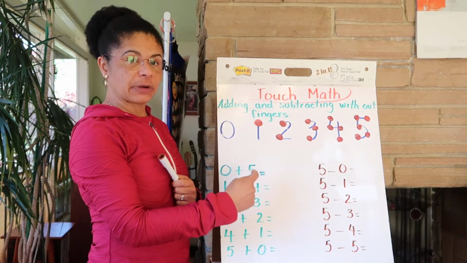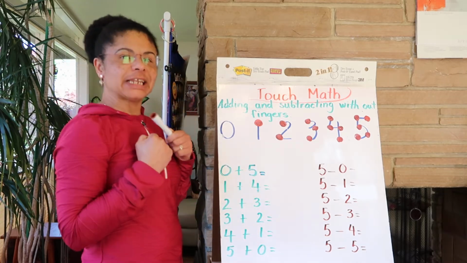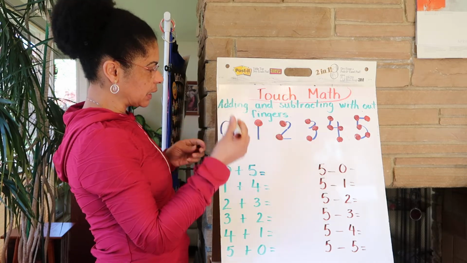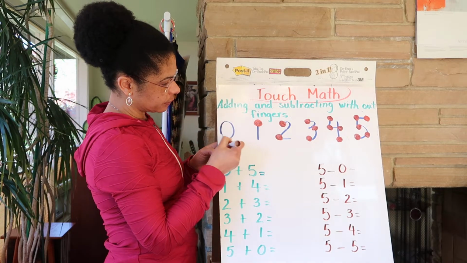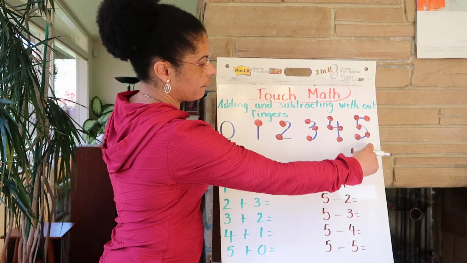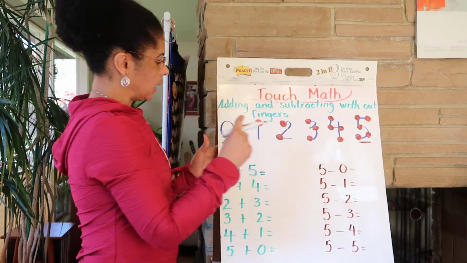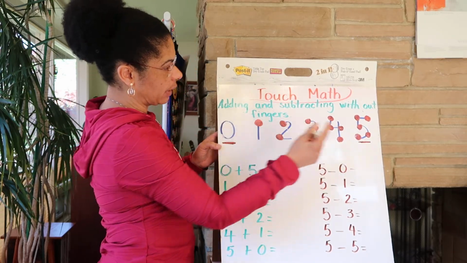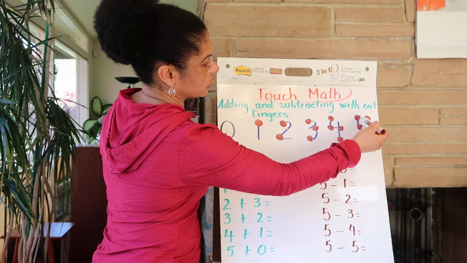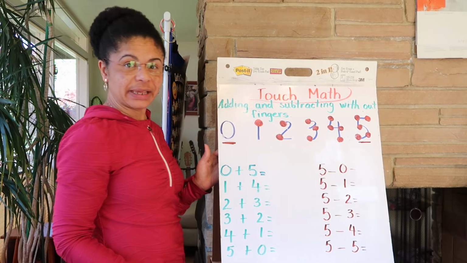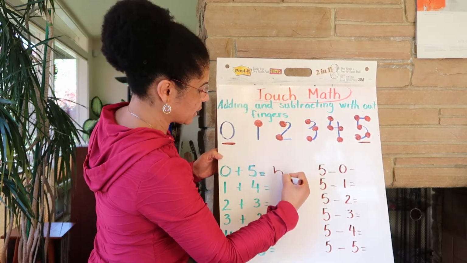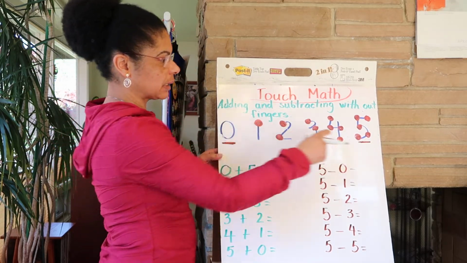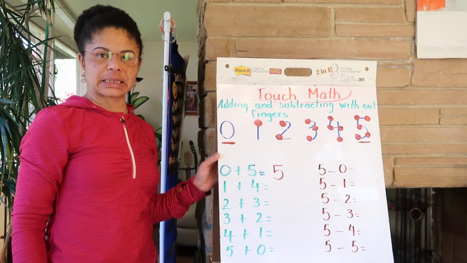So here is 0, add 5. 0 plus 5 equals, let's find out using the dots in our number. Here is 0, and here is 5. 0, add 5. 0, 1, 2, 3, 4, 5. The answer is 5, because this one has 0 dots and this one has 5 dots.